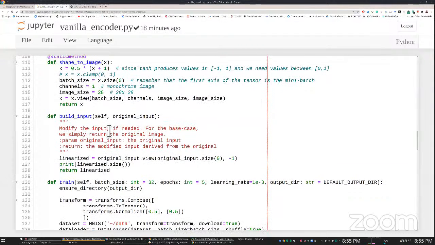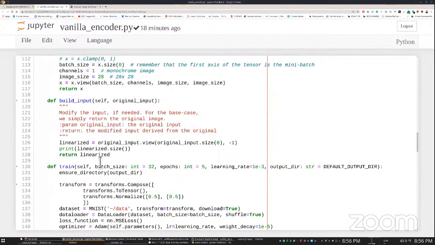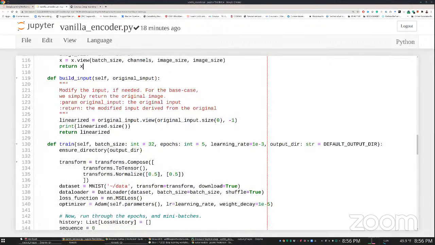Right. So how do we build? And by the way, this was where the bug was. No, this is not the bug. I'll tell you where the bug was.